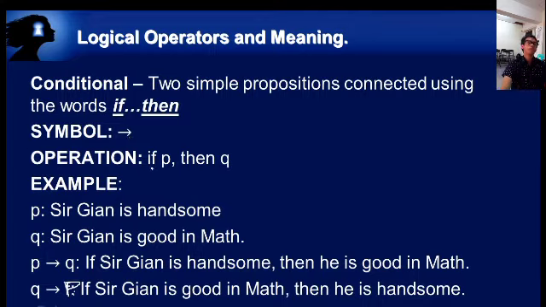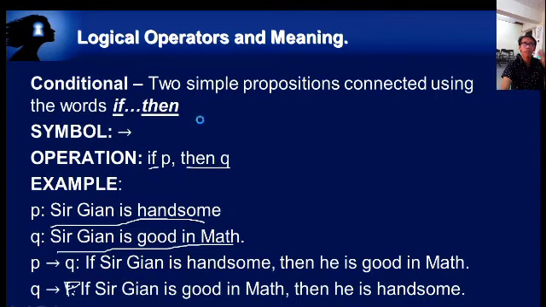Now, the operation would be if P, then Q. Okay, P, then Q. If P, then Q. So, Sir Gian is handsome, again. No? Mag-make ako ng example. Then Q is Sir Gian is good in math. So, if Sir Gian is handsome, then he is good in math. So, yun yung P conditional Q. Then, kung babaliktarin natin siya, Q conditional P, if Sir Gian is good in math, then he is handsome. Okay? So, yun ang tinatawag natin conditional operations.